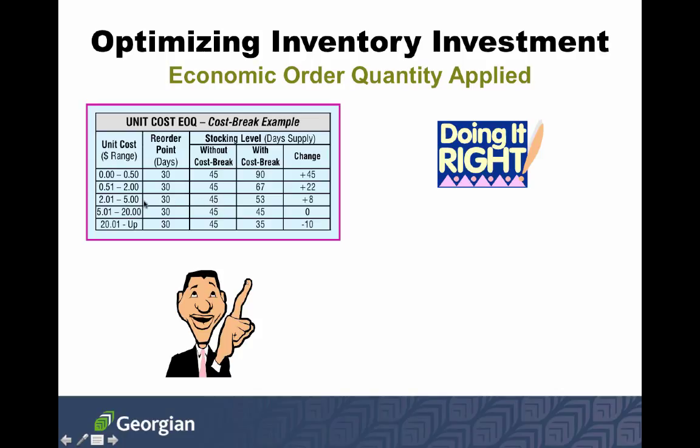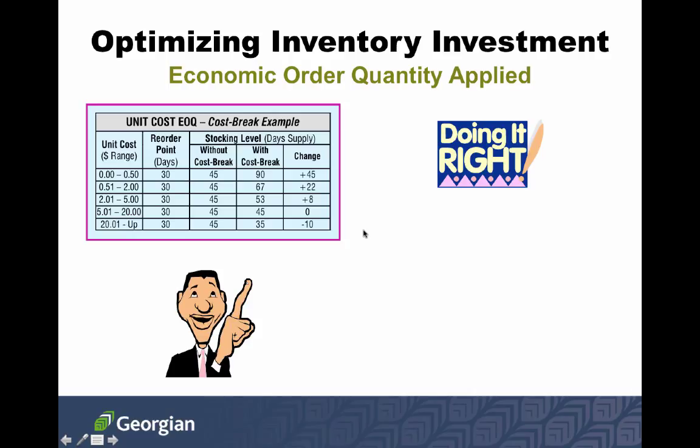The third category, 201 to 500, I'm only adding 8 days because now the holding cost on that is starting to get expensive. So it's 53 days supply now with a cost break, and then 501 to 2000 I'm not changing at all because these are significant cost parts. But the 2001 and up, I'm actually reducing by 10 days supply, from 45 to 35.